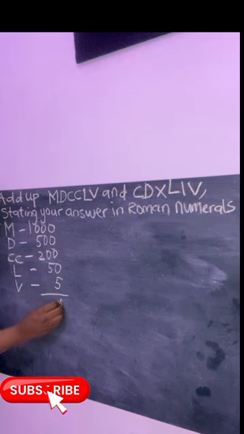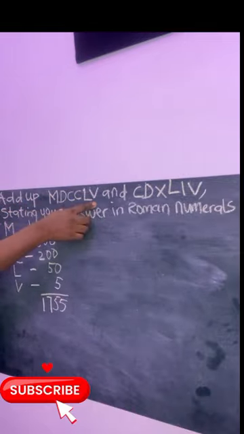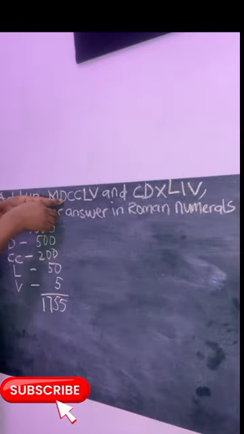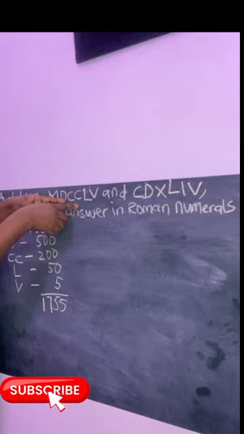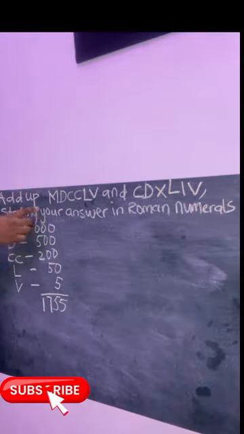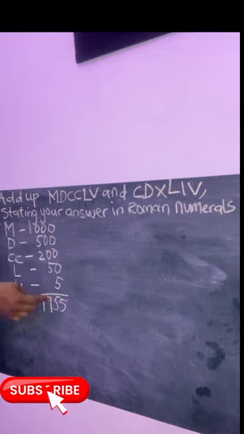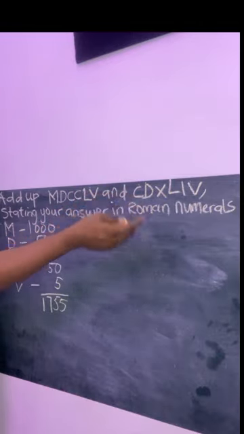This will be 5, 5, 7, 1. So that means our M is 1000, D is 500, that is 1500, plus 200, 1700. Then this is 50, that's 1755. So this stands for 1755. So let's find our CD, XL, and IV.